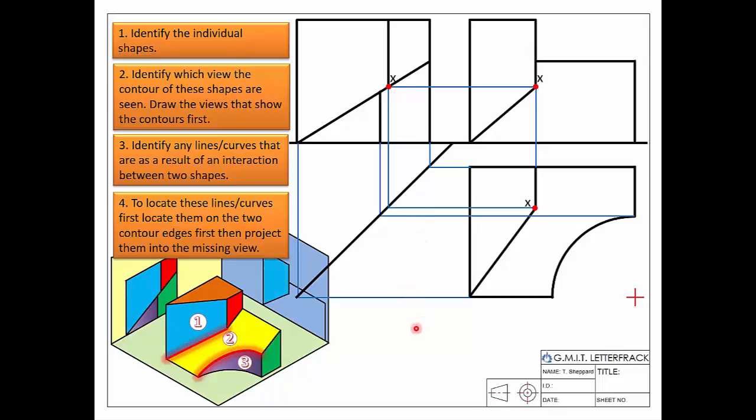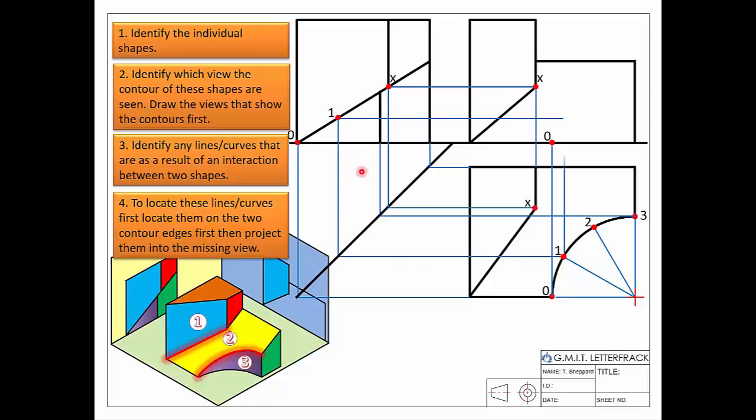Same thing applies with the likes of our curve. If we break the curve up into a number of equal parts, and again, labeling them always makes life a little bit easier, well, we can locate our point on each of our contours. So let's take point 0 to start with. So 0 is located here on our curved contour. We can bring it across, and here we have it located on our sloped contour. Then we can bring the two together to find it in our missing view. Same thing applies with number 1. Find it on our curved contour, bring it across, find it on our sloped contour, and then bring the two together.